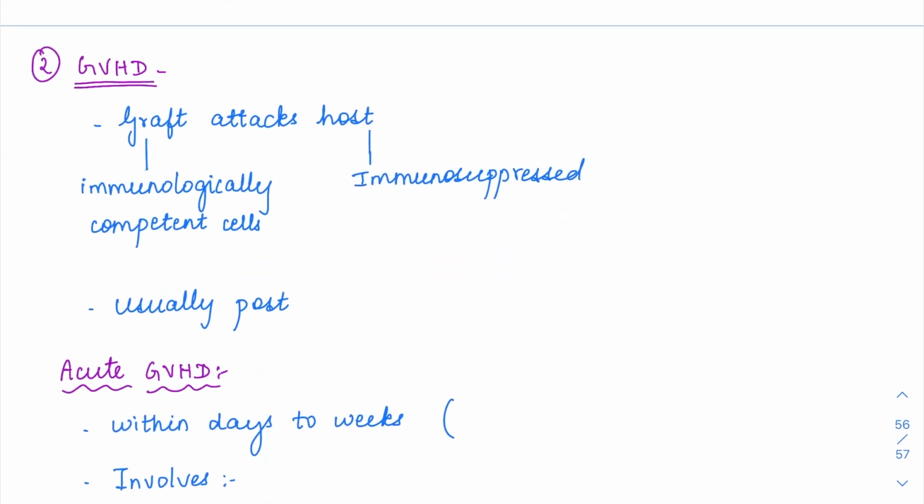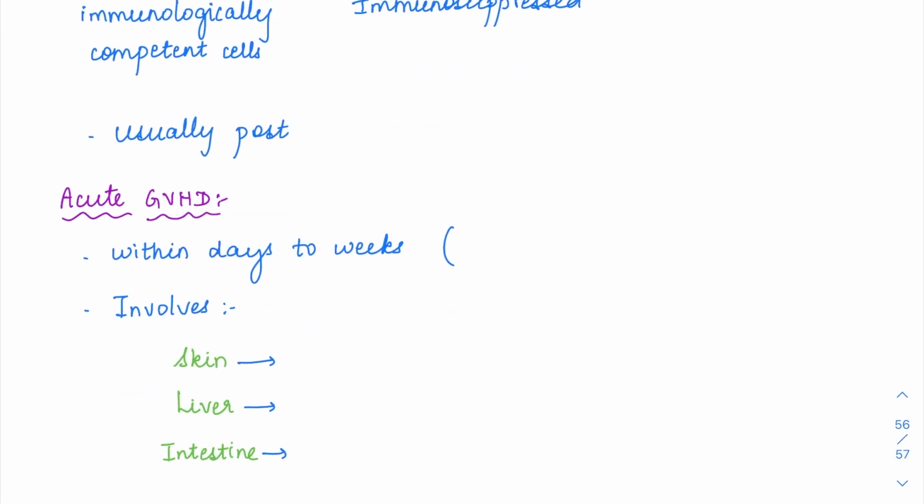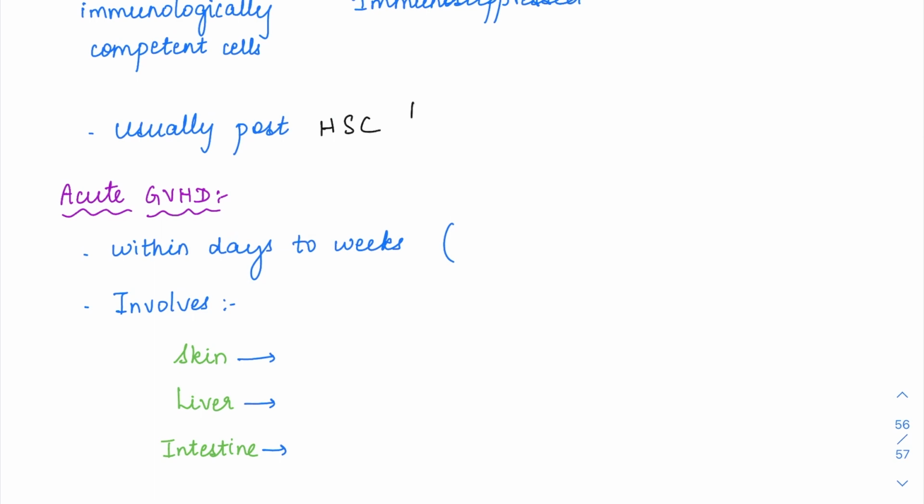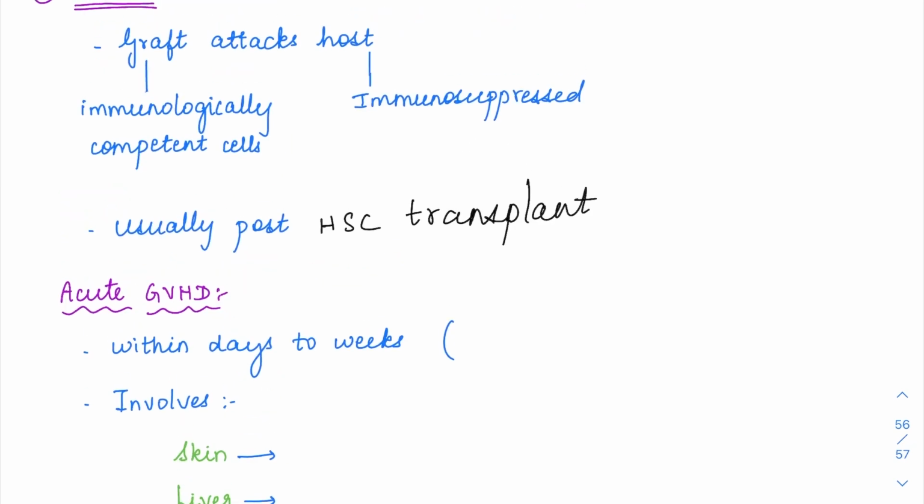Next we'll see about graft versus host disease, which is basically the graft attacking the host tissue, that is the recipient tissue. In this case, the graft actually has the immunocompetent cells, and the host, the recipient, will actually be immunosuppressed. The immunocompetent cells present in the graft are going to attack the immunosuppressed host. Usually it happens post hematopoietic stem cell transplant, so after blood transplantation or bone marrow transplantation, you are going to have this GVHD.